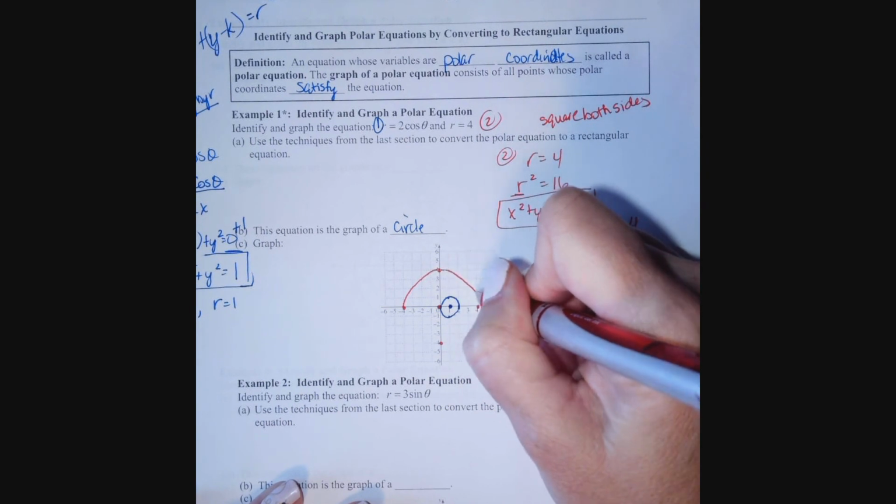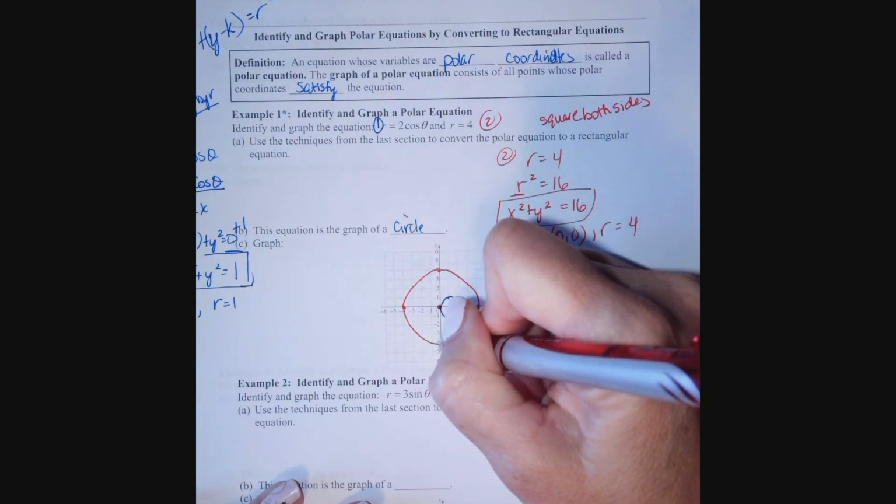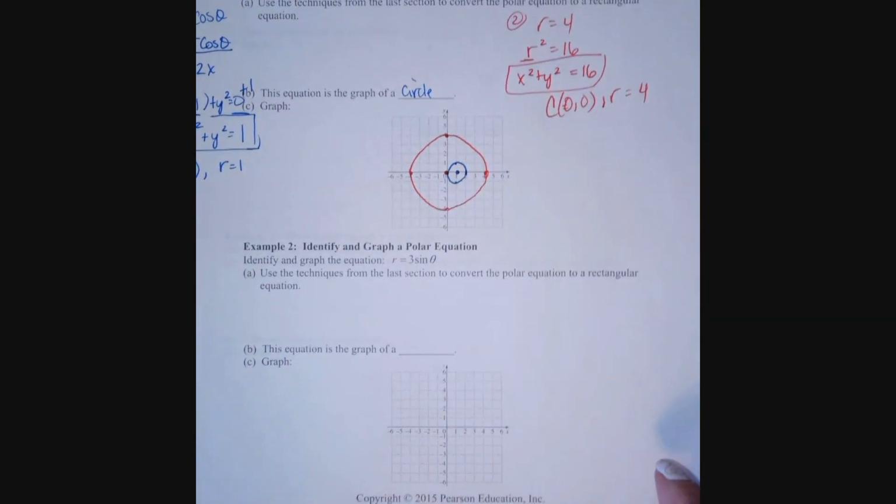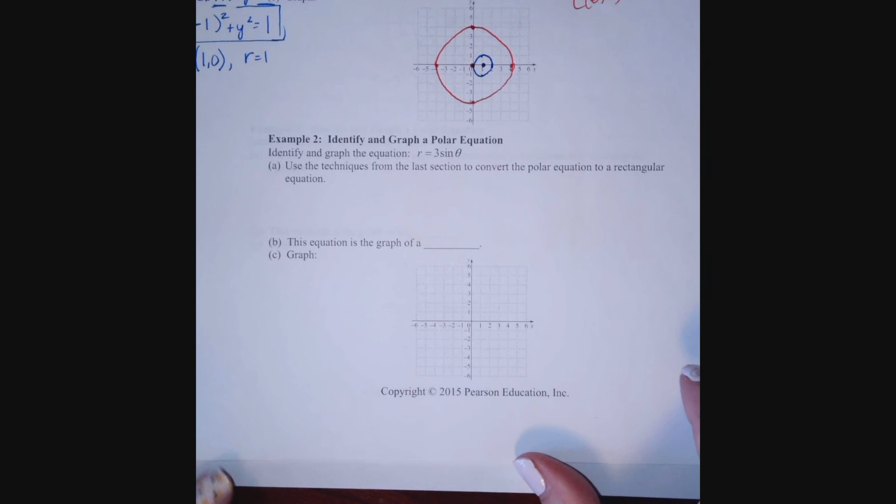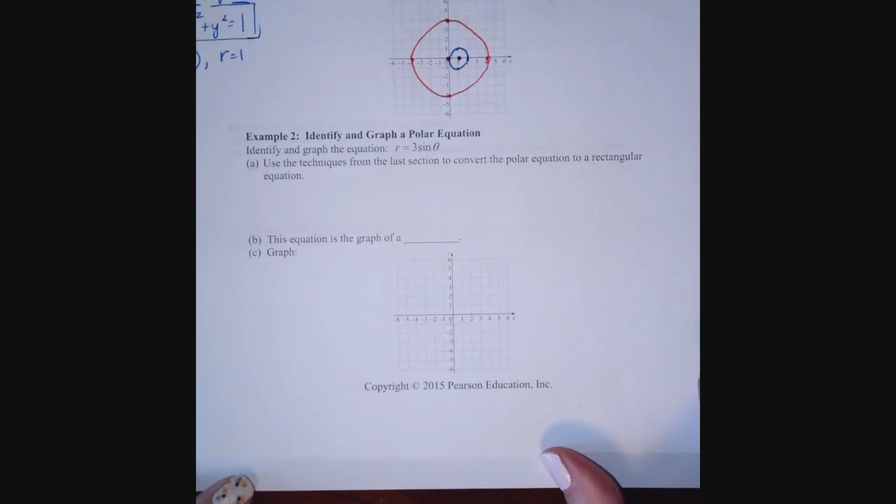I do not draw very good circles. This is supposed to be an actual circle, not a circle-ish shape. That's the best I can do. So those are both equations for circles. When we get them into rectangular form, we can see that and graph those.